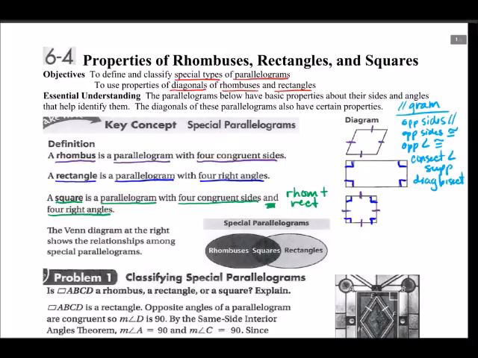It has the required properties of it. And we can look at this as a Venn diagram. Here we have our rhombuses, and we have our rectangles. And where do they overlap? Right here in the middle, as a square.